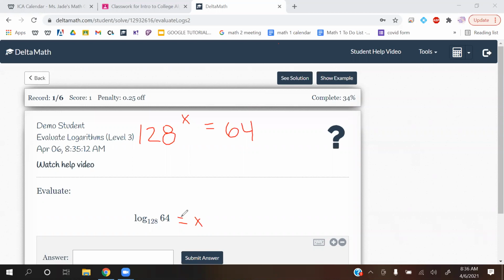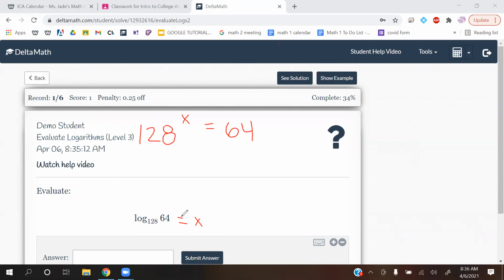Okay, so 4 is a base of 64. However, 4 cannot be a base of 128. So let me think about maybe 2. So 2 to the power of 6 is 64. 2 to the power of 7 is 128. And so how did I do that?